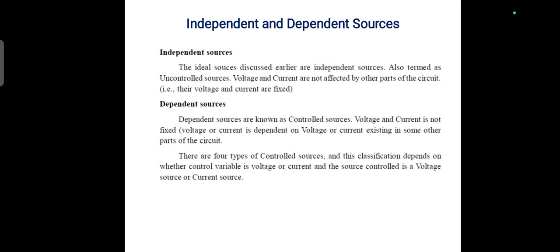The ideal sources discussed earlier are independent sources, also termed as uncontrolled sources. The voltage and current are not affected by other parts of the circuit. That is, their voltage and current are fixed. Dependent sources are known as controlled sources. The voltage and current are not fixed. The voltage or current is dependent on voltage or current existing in some other part of the circuit. There are four types of controlled sources, and this classification depends on whether the control variable is voltage or current and whether the controlled source is a voltage source or a current source.